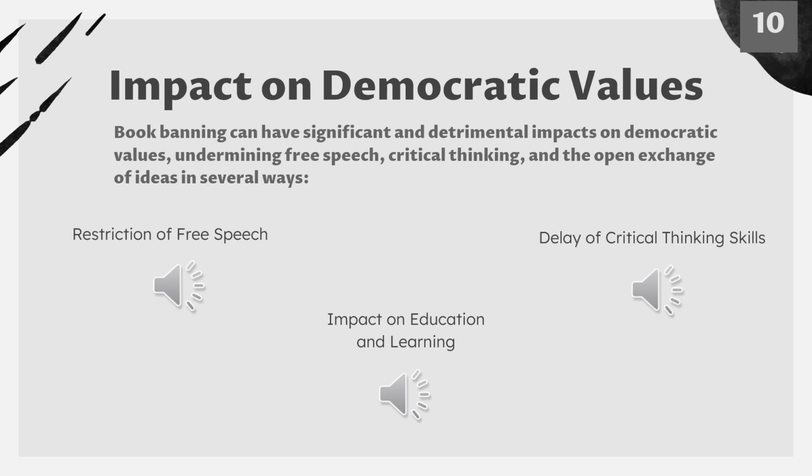Book banning limits exposure to diverse perspectives and ideas. When certain books are removed from curriculum, individuals are deprived of the opportunity to engage with differing viewpoints, critically analyze information, and develop informed opinions. This impedes critical thinking by narrowing the range of information available for consideration.